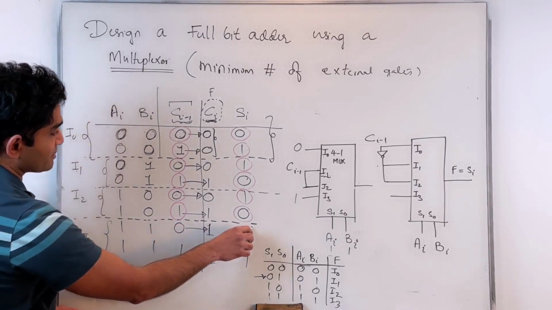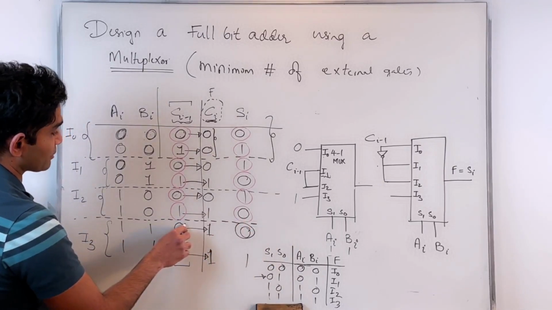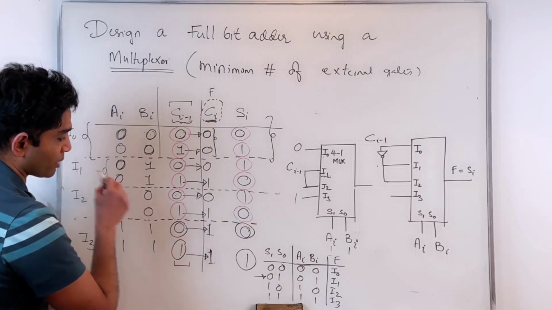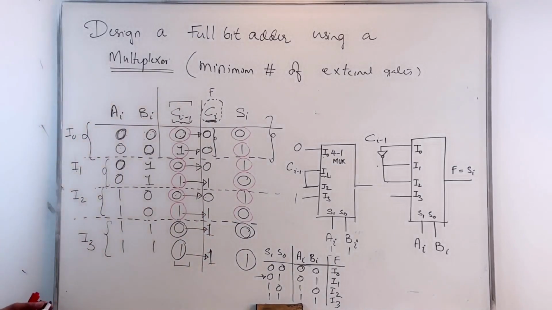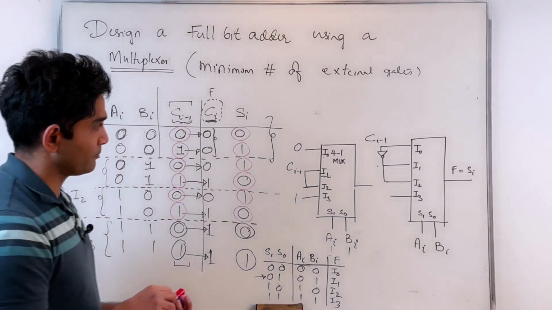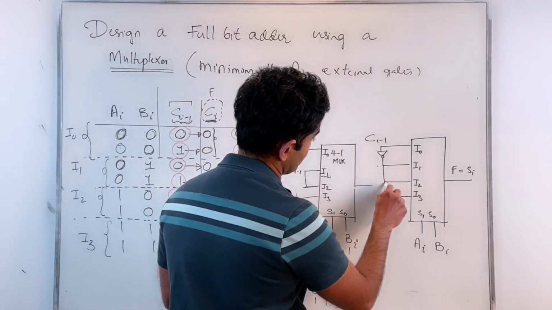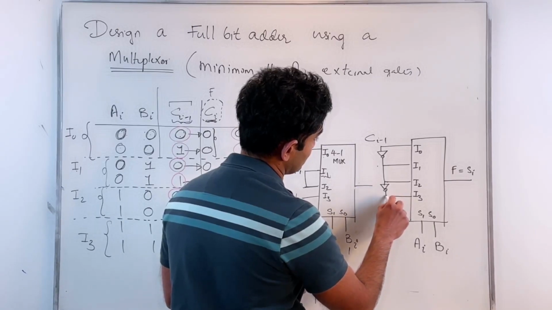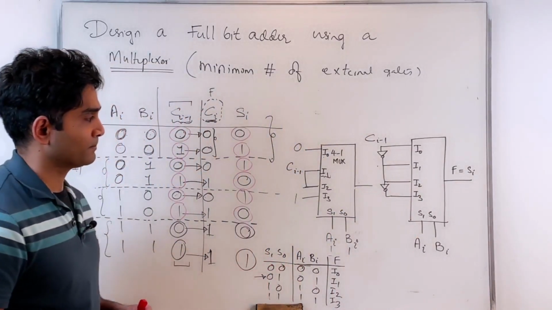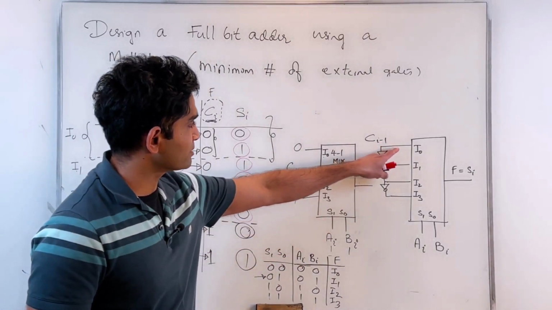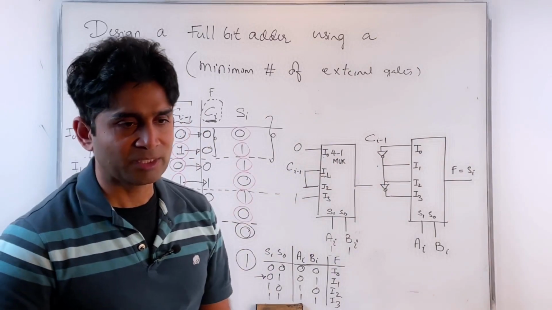And finally, for I3, Si is 0 when my Ci minus 1 is 0. Si is 1 when my Ci minus 1 is also 1. In this case, my Si is the same as Ci minus 1. So I will have to, I guess, invert this to get back Ci minus 1 and apply to I3. Or if I don't want to use another gate, I'll probably just take that and apply here. Either way.